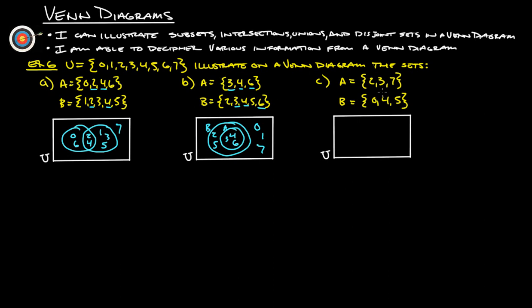All right. Set A, 2, 3, 7, and set B, 0, 4, 5. These do not have anything in common. So these are disjoint or mutually exclusive sets. So we would go A and B, 2, 3, and 7, 0, 4, and 5. And then again, we have to figure out what is missing from the universal set. We have 0. We don't have 1. We have 2, 3, 4, 5. We don't have 6. So we need 1 and 6 in there to complete that.